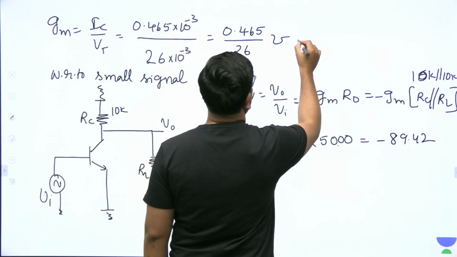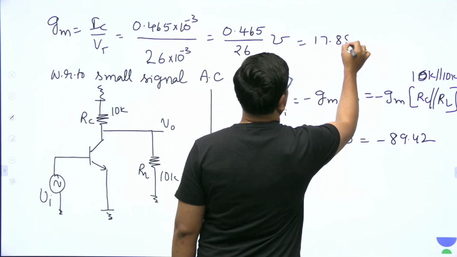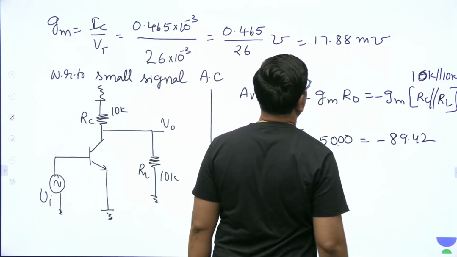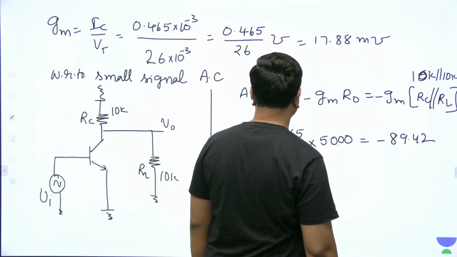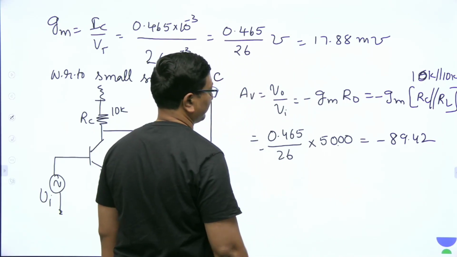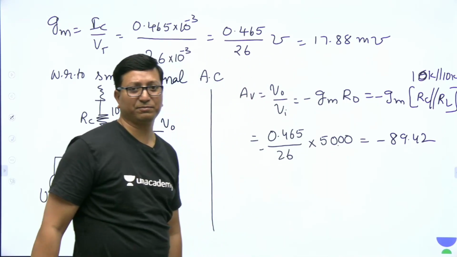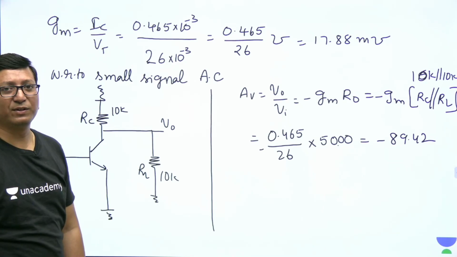Because it comes around 17.88 millimhos, 17.88 to 17.85, approximately you will get 89 exactly. This is your answer.